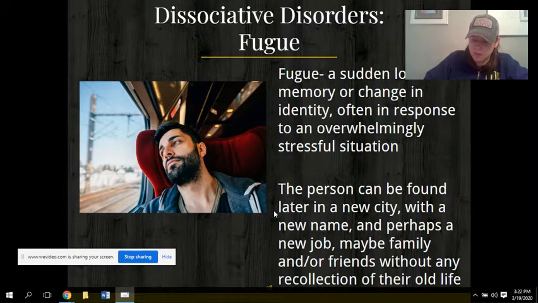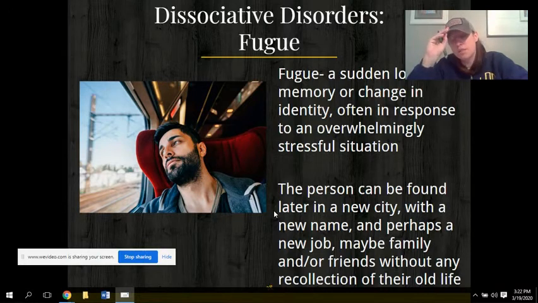Often in response to an overwhelmingly difficult and stressful situation. So again, that's why it usually comes out of trauma, stress, abuse, stuff like that. The person can be found later in life in a new city with a new name, perhaps a new job, maybe new family, new friends. But here's the kicker. They have no memory of their old life.